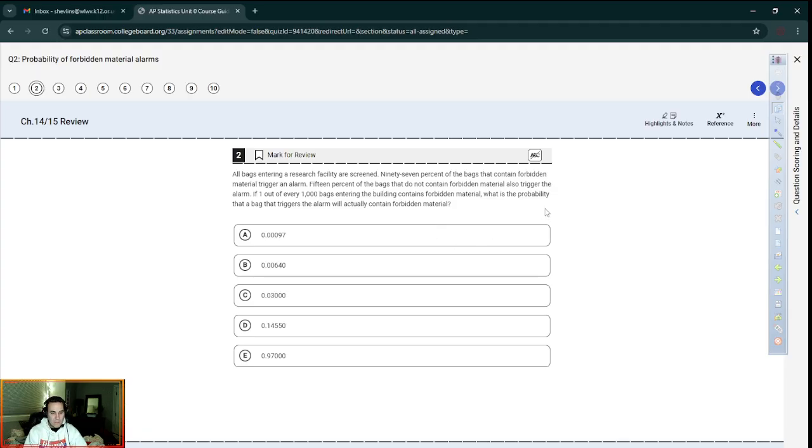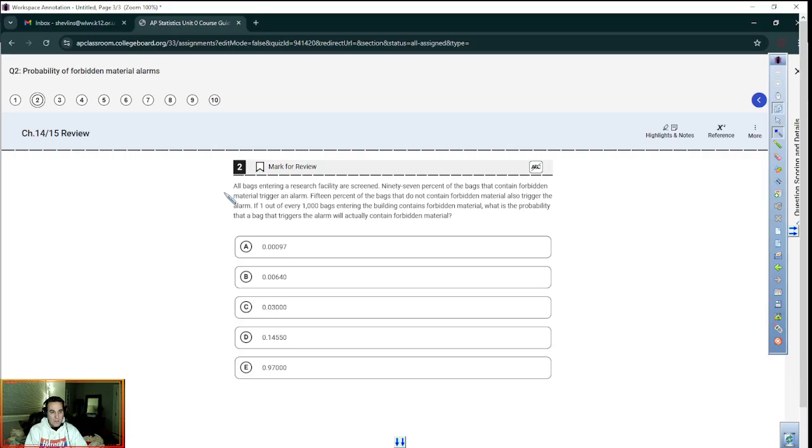Okay, so this one is the one I talked to a lot of you about in class today. This is actually a chapter 15 problem. So here we go. All bags entering a research facility are screened. 97% of the bags that contain forbidden material trigger an alarm. Hold that number, 97% trigger an alarm if they have bad material. 15% of the bags that do not contain forbidden material also trigger the alarm. So those are your false positives. If 1 out of every 1,000 bags entering the building contains forbidden material, what is the probability that a bag triggers the alarm?